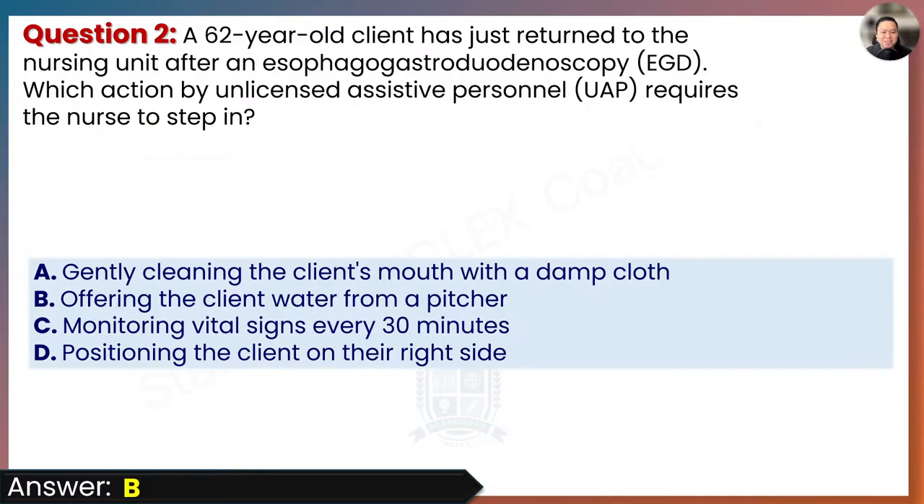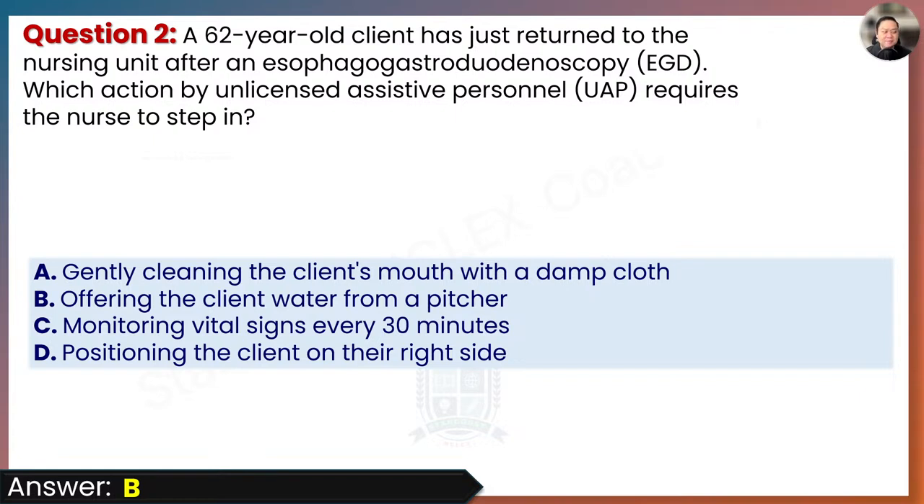Now, the clue in the question is that the patient just returned from the procedure, which means that there is a high likelihood that the gag reflex is still impaired. And so your role here as the RN, you need to make sure that it's safe for the patient to take anything by mouth. What about letters A, C, and D?